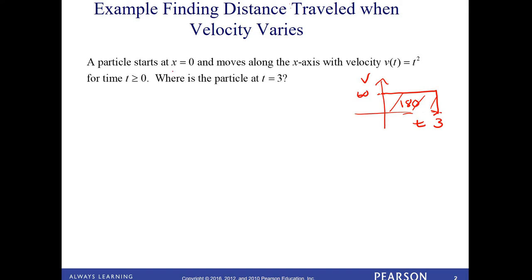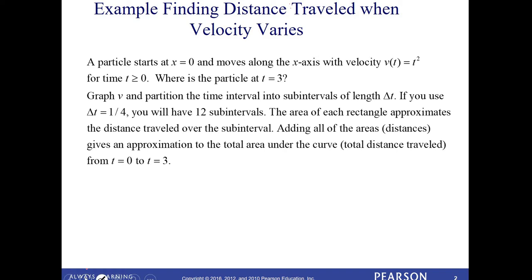But what happens when velocity varies? A particle starts at x equals 0 and moves along the x-axis with a velocity of t squared for time t. We want to know where the particle is at t equals 3. If it's a constant rate, we would have no problem. Multiply rate times time to get distance. But as that rate changes with a function like t squared, our computation will change.